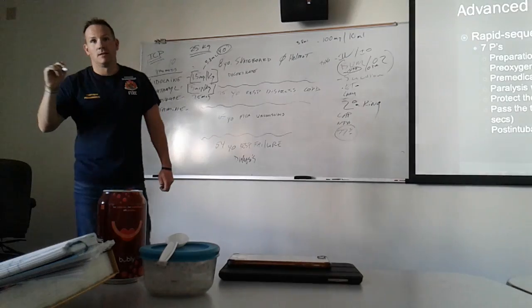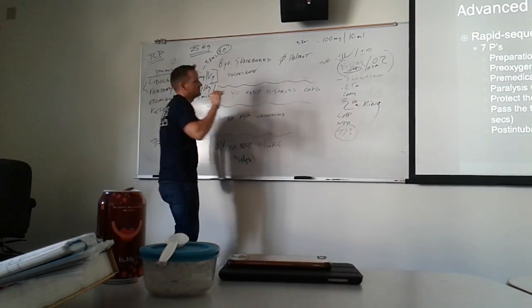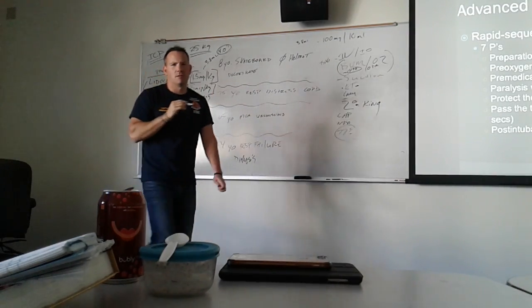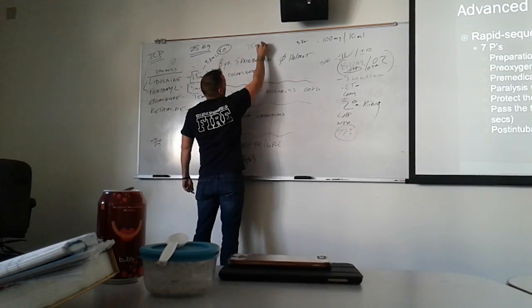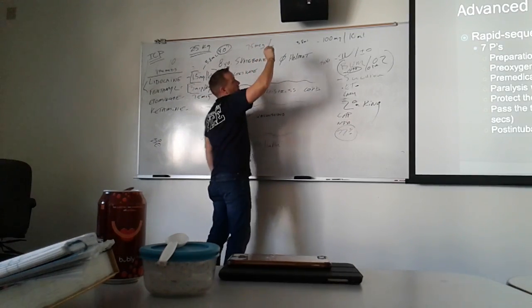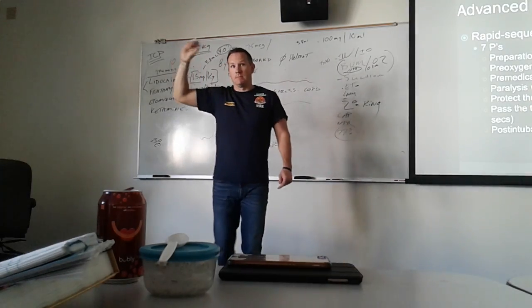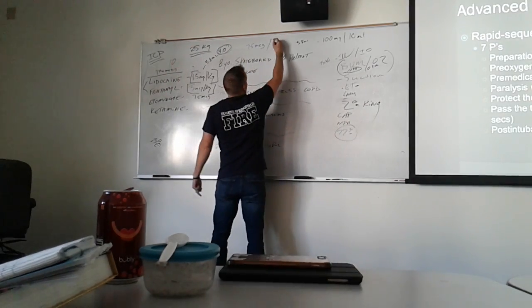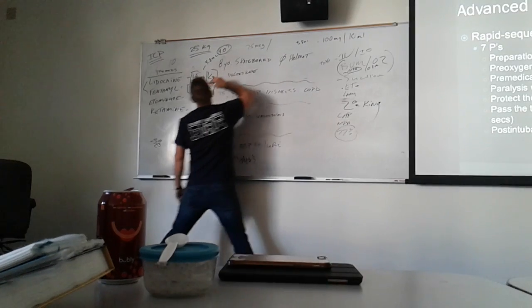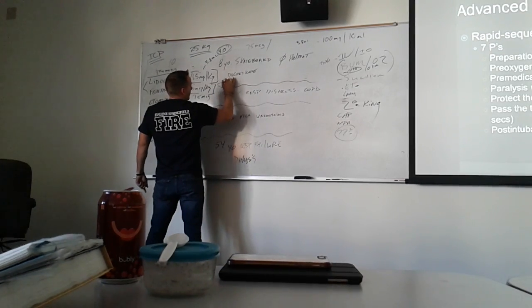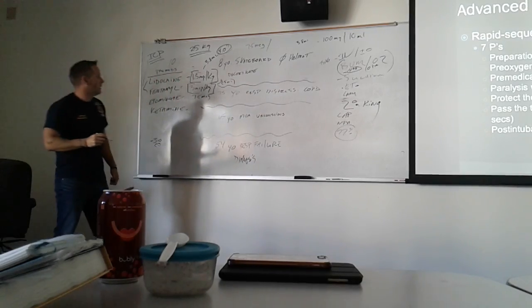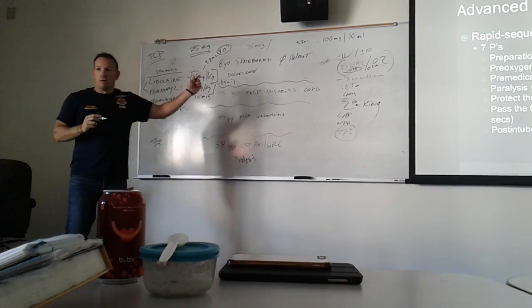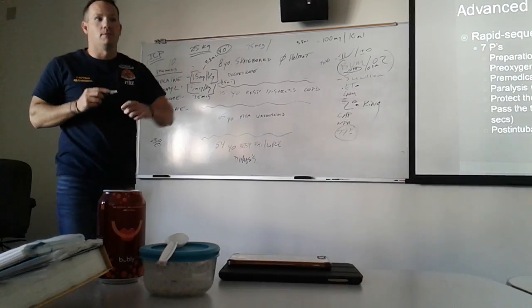Oh, it's going to give me 50. So 1.5. So how much did we want to give again? 75. So we're going to give 75 mics. 100 mics per 2 mil, so 1.5 mils is perfect. Do we want to get that now? Yes. Yeah, let's get it.